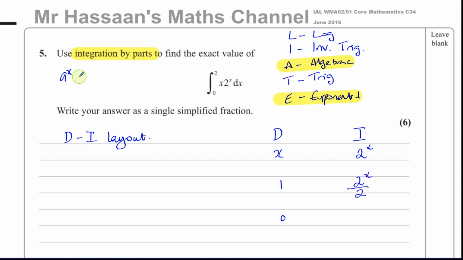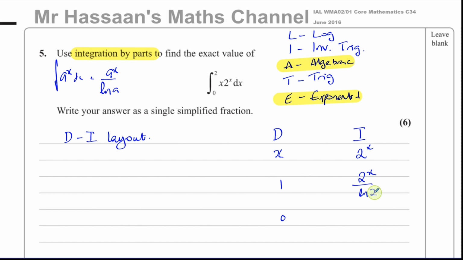The integral of a to the power of x with respect to x is a to the power of x over ln a. Okay, over ln 2. Sorry, did I put just 2? Over ln 2. So 2 to the power of x over ln 2. Okay, that's the standard result. 2 to the power of x over ln 2.